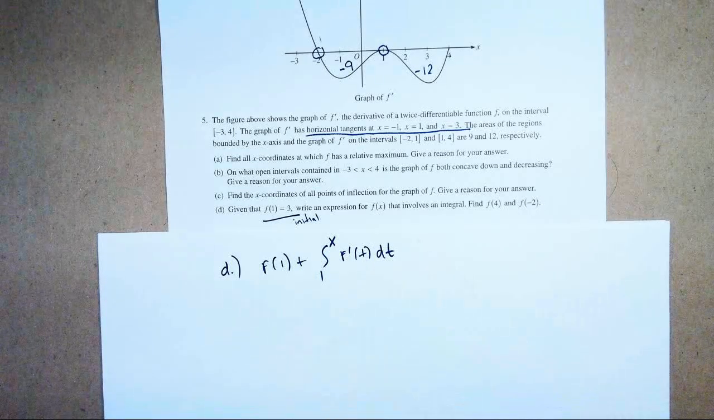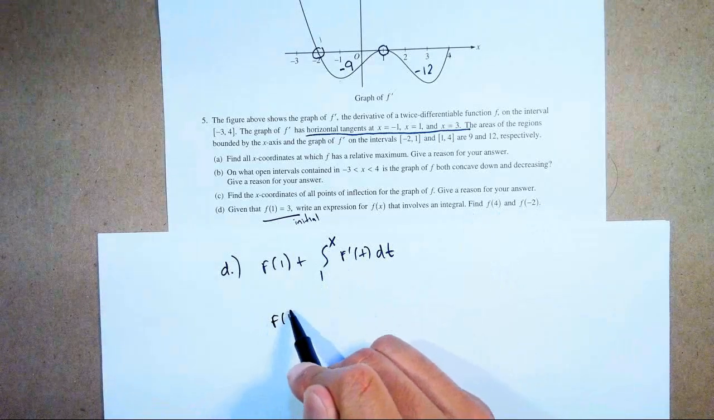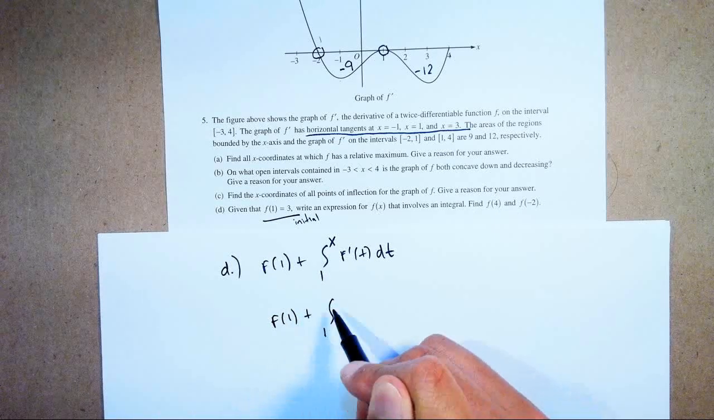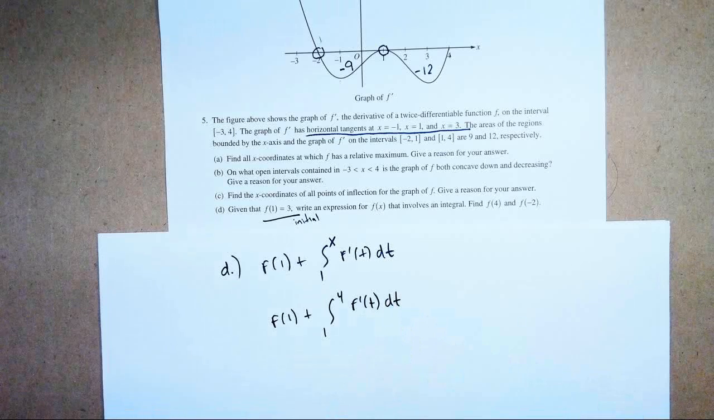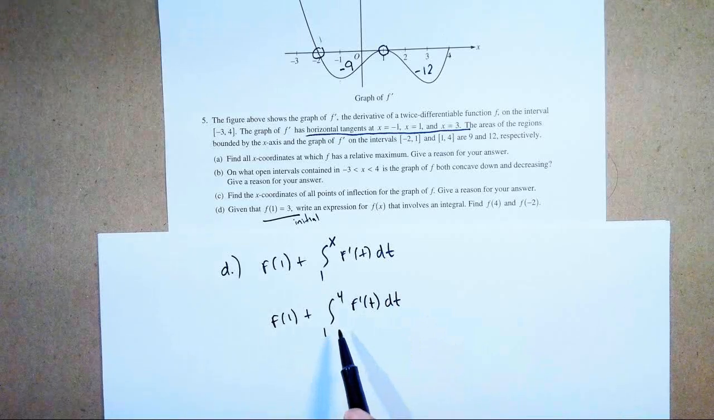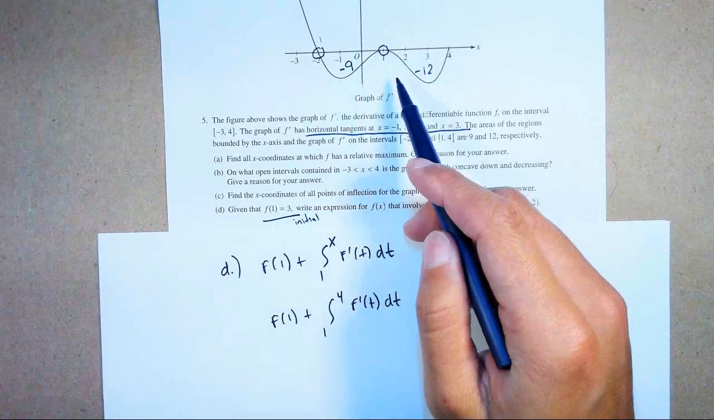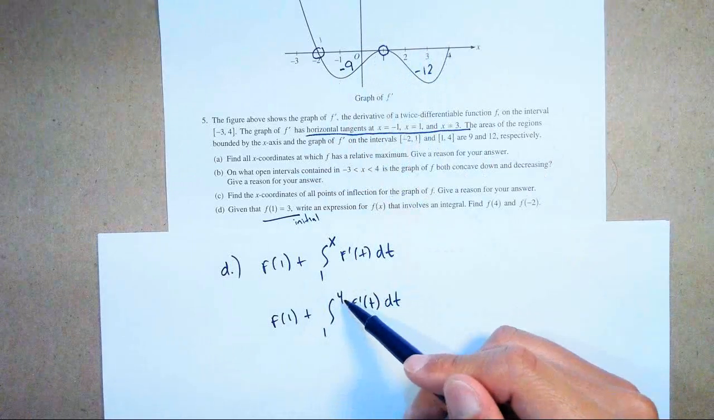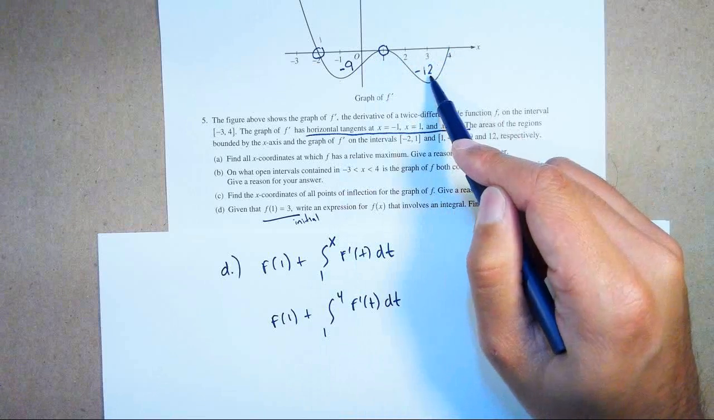So then the second part says, find f of 4. Okay, well that means I'm going to take 4 and plug it into x. So f of 1 plus the integral from 1 to 4 of f prime of t. And a lot of you are probably wondering, well, how am I going to find this antiderivative? Remember, antiderivative, another word for that, means area. Well, anytime you're given a graph, you're just going to find the area from 1 to 4. Well, if you think about it, 1 to 4, they told us had an area of negative 12.